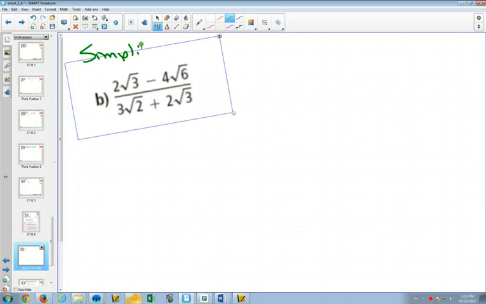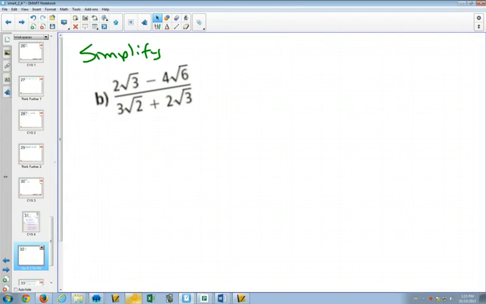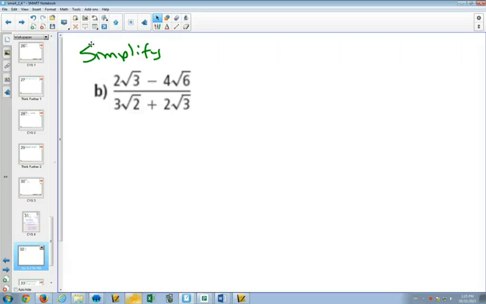So once again, our instructions are to simplify. And we got square roots on the bottom. So remember, for simplifying square roots, we have to write as mixed radicals, combine any like radicals, and we can't have square roots on the bottom.